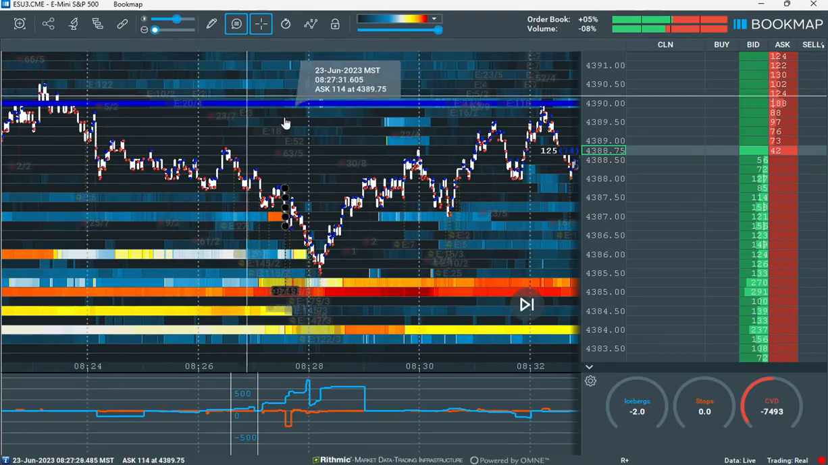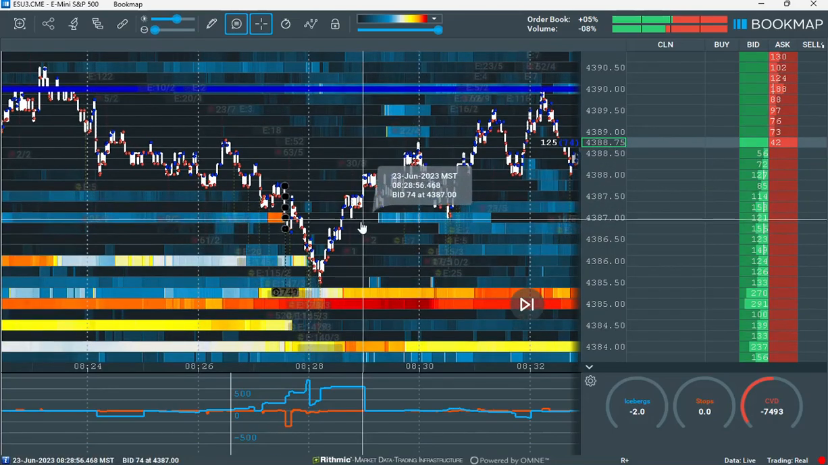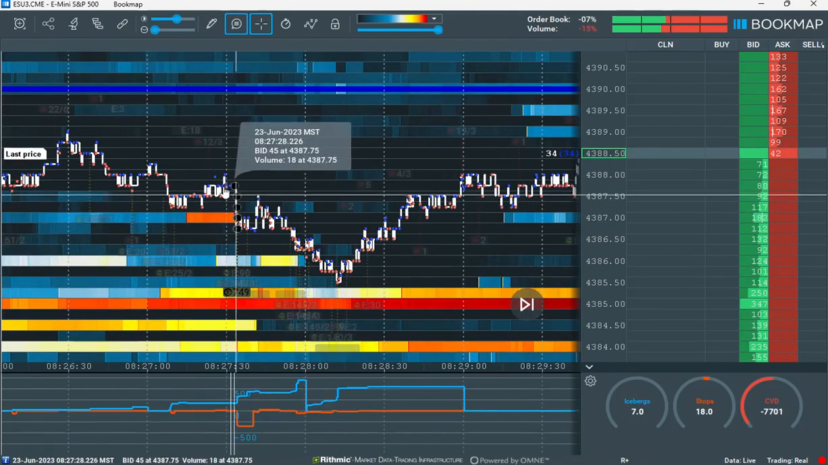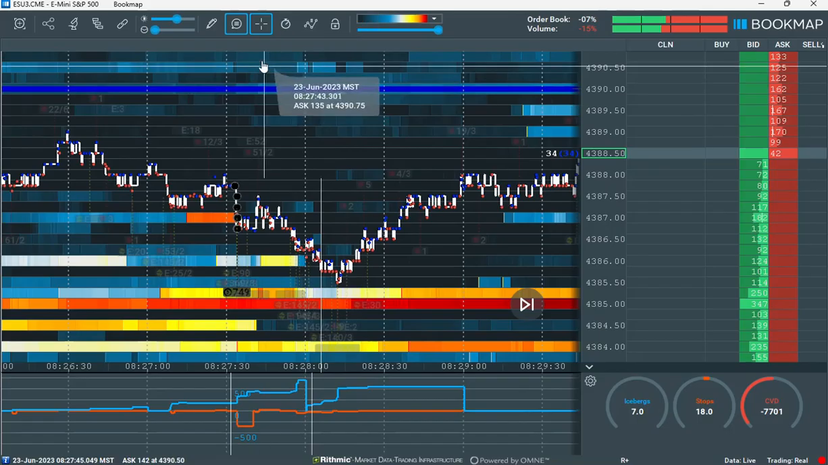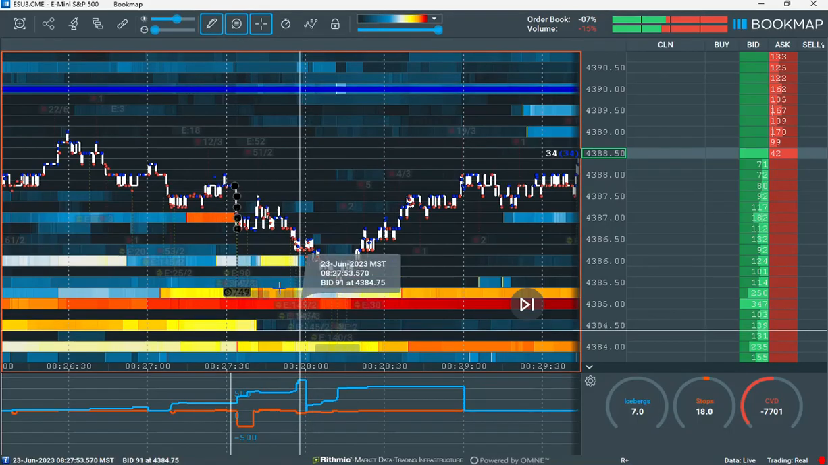So once again, you take off your bubbles, and you want to incorporate all the prices that happen in this spike with the last price line.